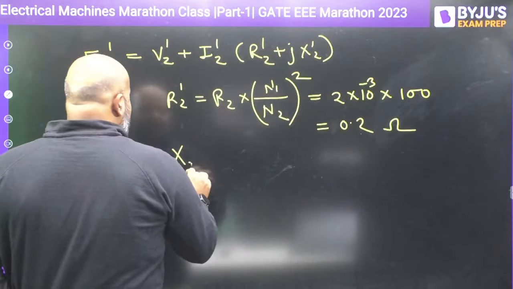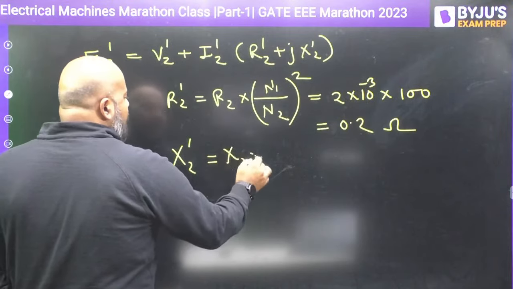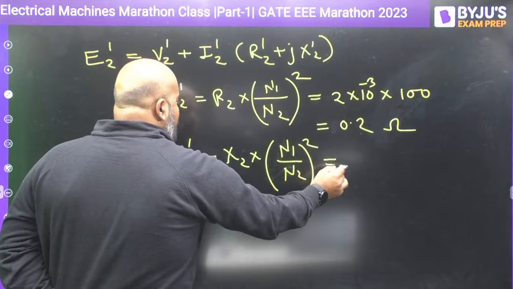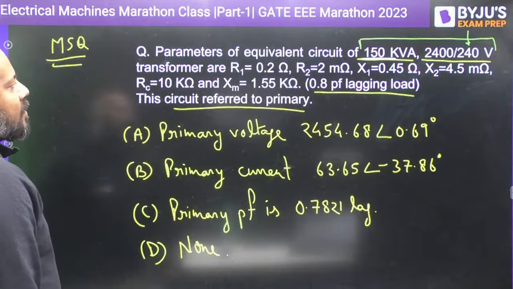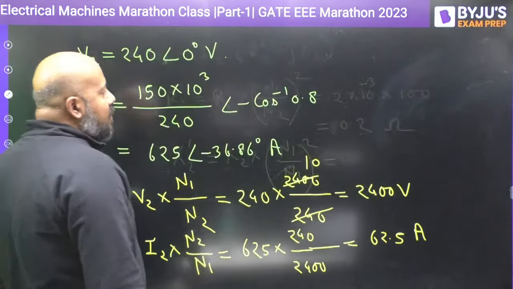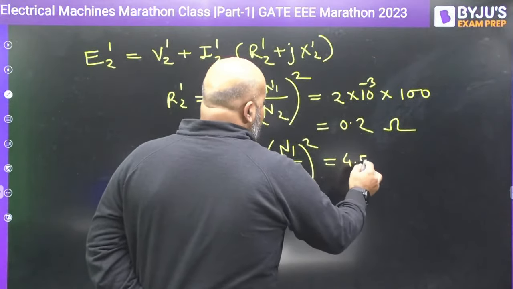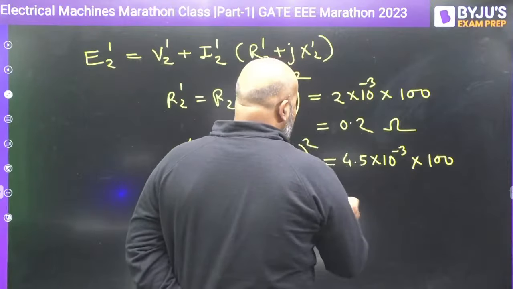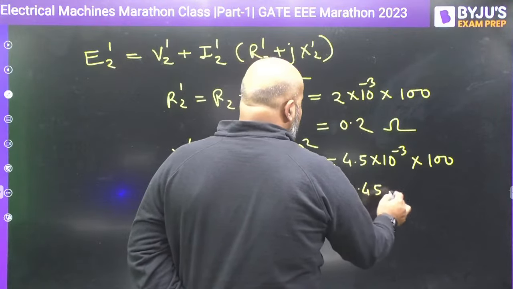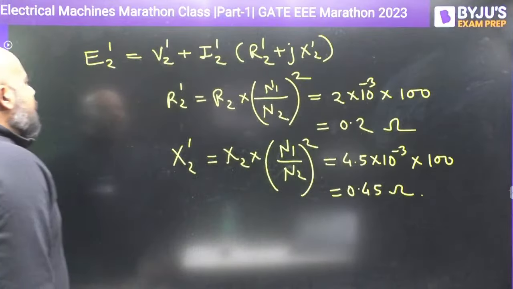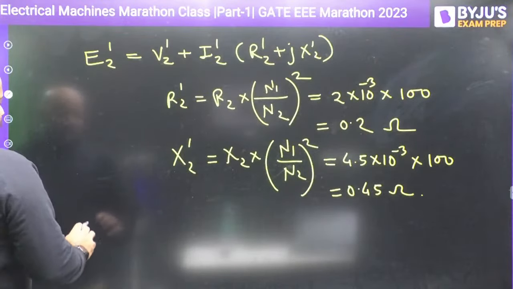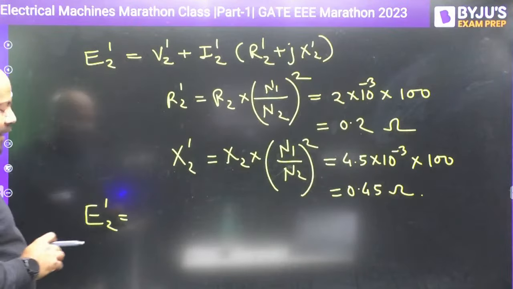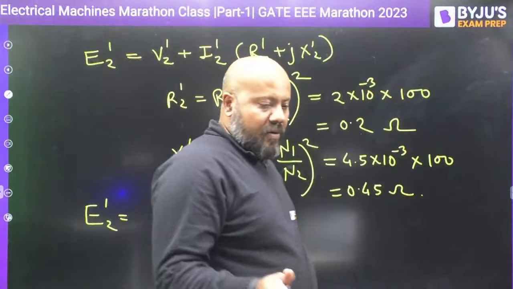What is X2 dash? It is X2 times N1 upon N2 whole square. What is X2? X2 is 4.5 milliohms, multiplied by 100. So it becomes 0.45 ohms. Now just put all the values. You know what is V2 dash, what is I2 dash. Just put the values. You can solve it later on. If you want, you can solve it now also.